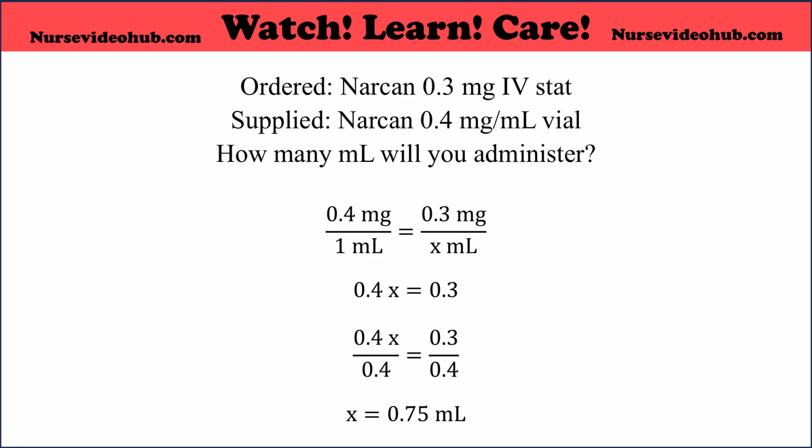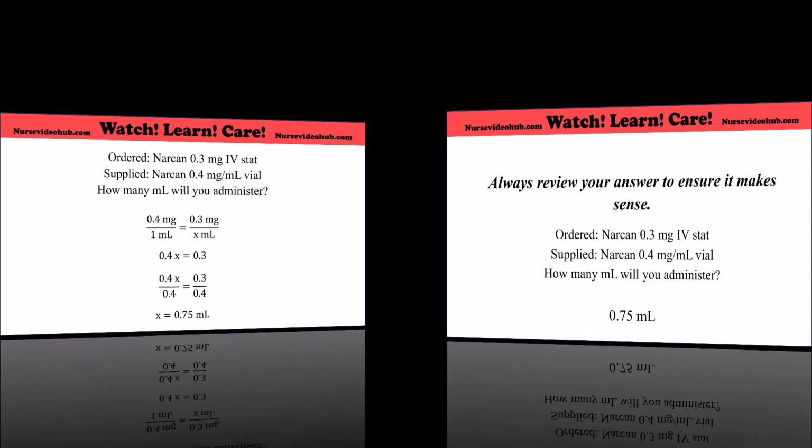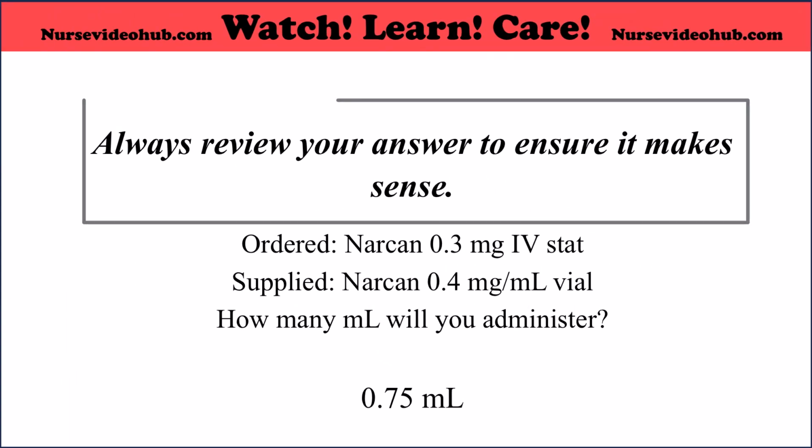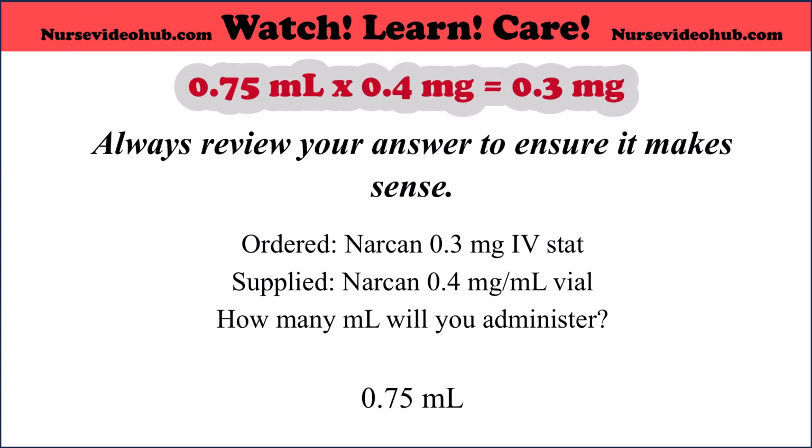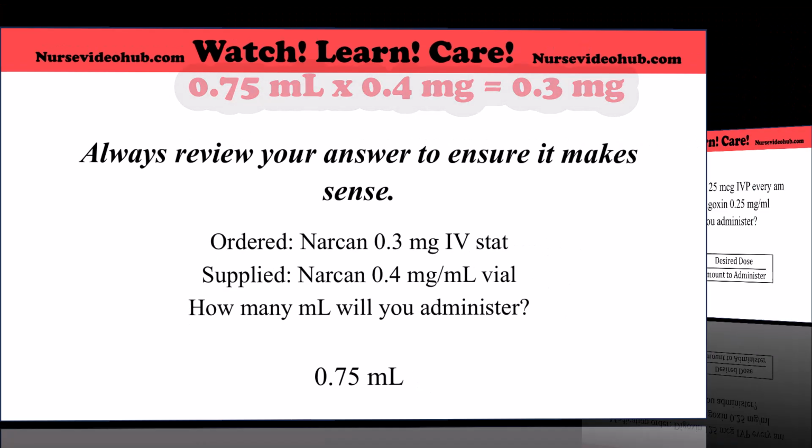Solve for the number of milliliters by cross-multiplying, 0.4 times x and 0.3 times 1, and that results in 0.4x equals 0.3. Divide both sides by 0.4 to solve for x. X equals 0.75. You would administer 0.75 milliliters of Narcan. Always review your answer to make sure it makes sense. The reverse method is to multiply 0.75 milliliters, the amount to be administered, by 0.4 milligrams per milliliter, the concentration available, which equals 0.3 milligrams, the prescribed dose.